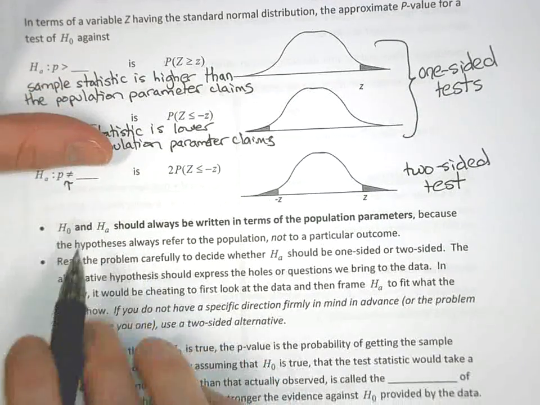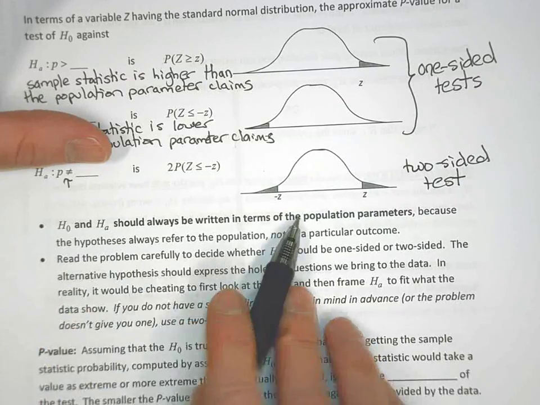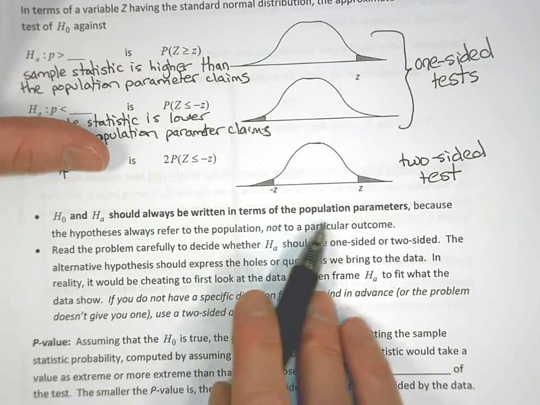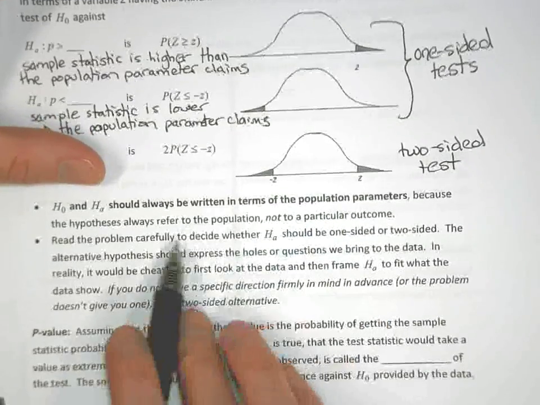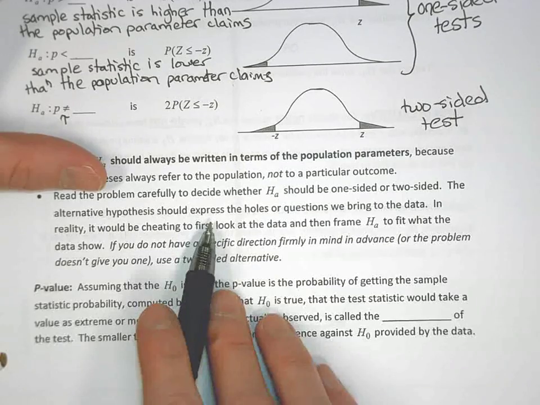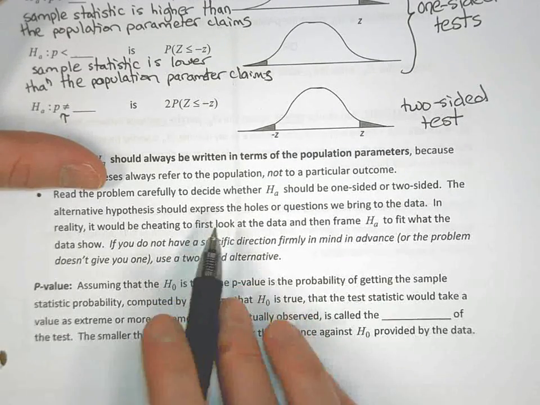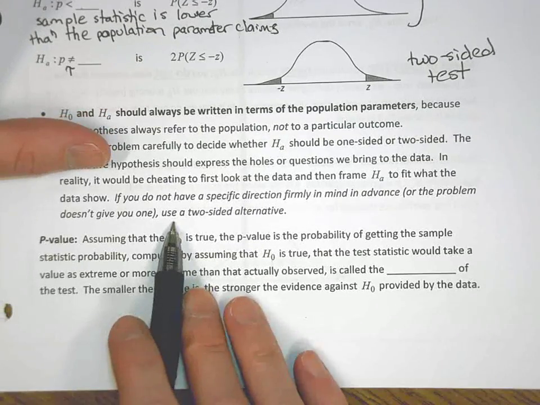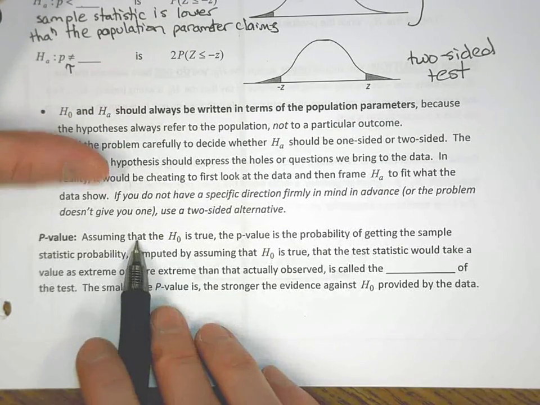So the null hypothesis and the alternative should always be written in terms of the population parameters. Make sure you read the problem carefully, because the problem for our situation is going to tell us which direction to use. Out in the real world, you'll have to decide. But for our situation, we're going to know.